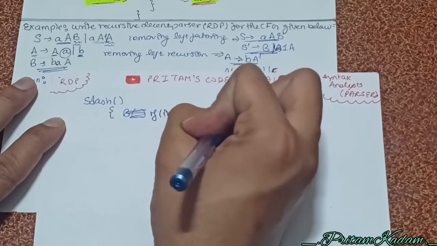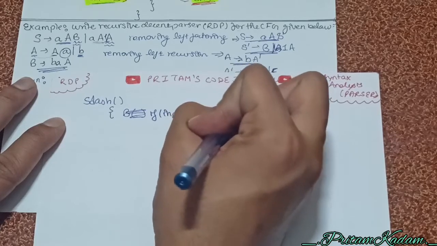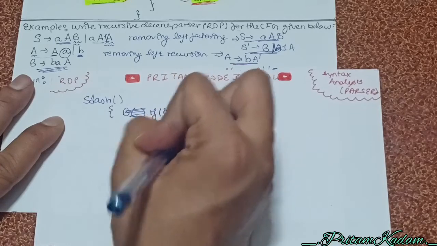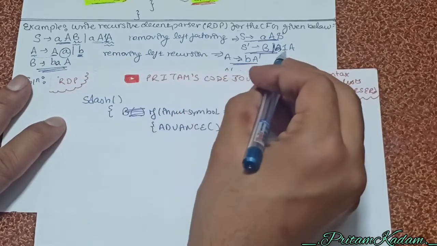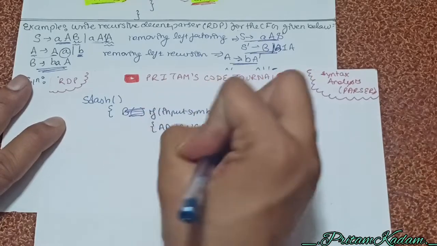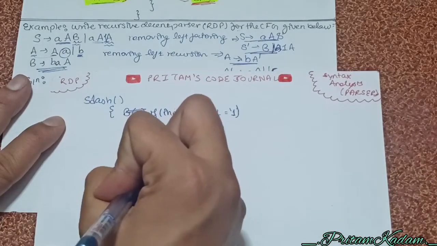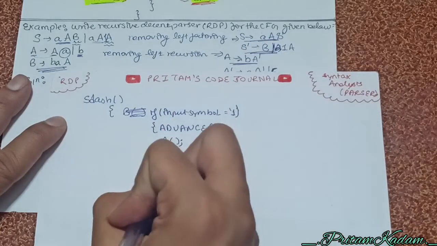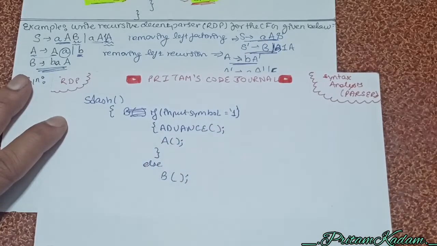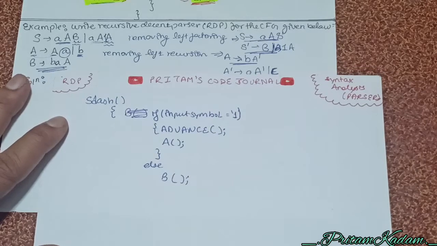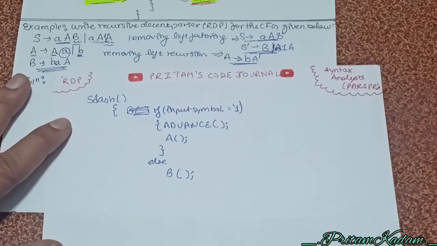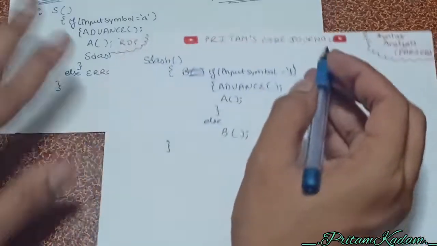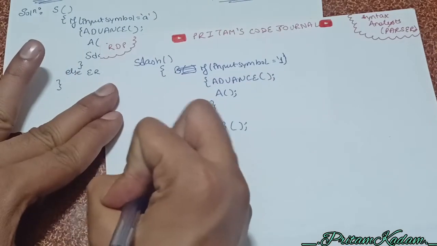So if input symbol equals 1, then advance and then I will call the A function, because we have the A, the non-terminal after 1, and in this part I will just call the B. Okay, so let us close this S' and we will write for the next ones, that is A' and the B. Okay, so let us go for A.